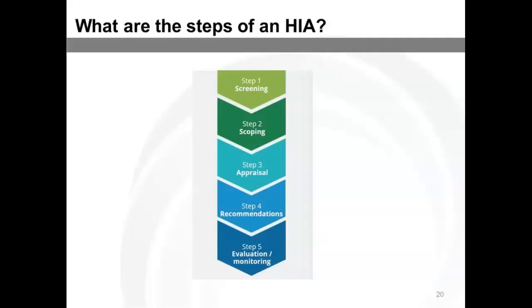And we have step 4, which is the recommendation. The objective is to formulate some recommendations or to propose some actions to attenuate or mitigate the potential negative impact and to maximize the potential positive impact of the proposal on health. And the last one is evaluation and monitoring. The objective of this step is to determine the extent to which the HIA has been successful, both in terms of the process and its effect.